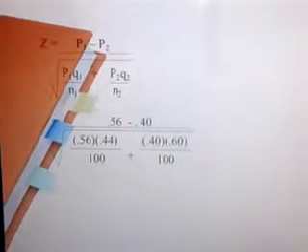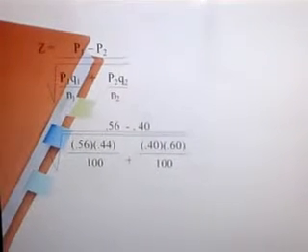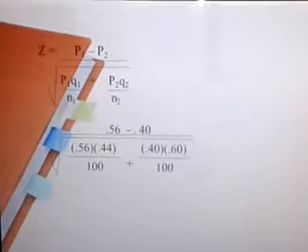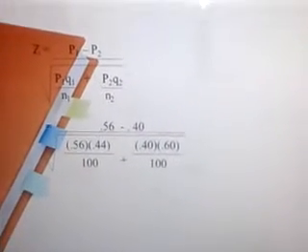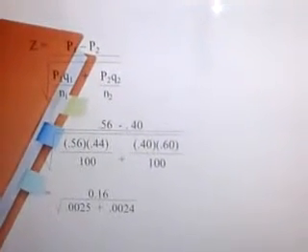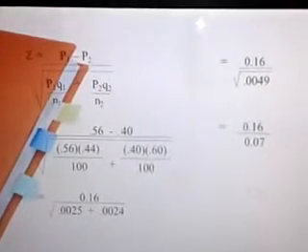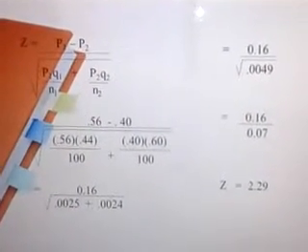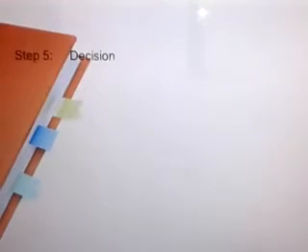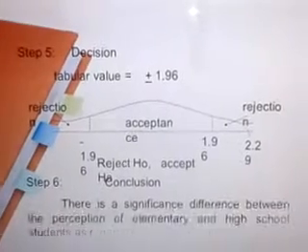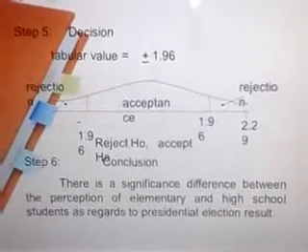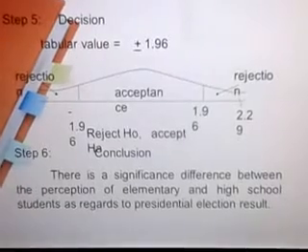Z is equal to P1 minus P2 divided by the square root of P1 multiplied by Q2 divided by N1 plus P2 multiplied by Q2 over N2. So Z is equal to 2.29. Then our decision: we come up with the conclusion that there is a significant difference between the perception of the elementary and high school students as regards the presidential election result.